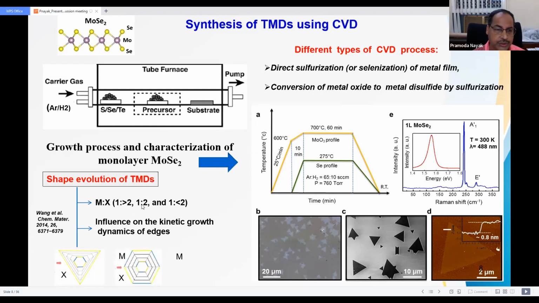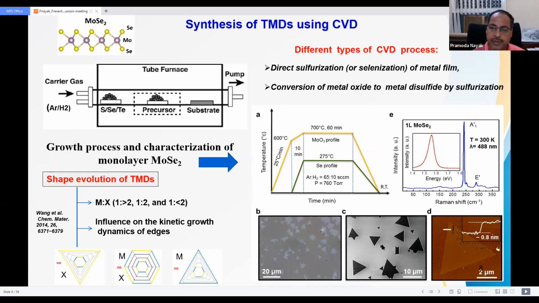When the ratio is 1:2, you can get a perfect hexagon, because you get both molybdenum terminated and chalcogen terminated edges, equivalent 50-50. When the X ratio is greater than or equal to 2, you can get a triangle where the edge termination is X. When the ratio is less than or equal to 2, you can get an inverted triangle, when the edge termination is molybdenum, the transition metal. For minimum surface energy, mostly it is either the hexagonal or the triangle shape.